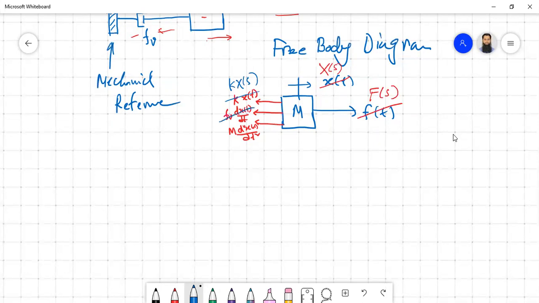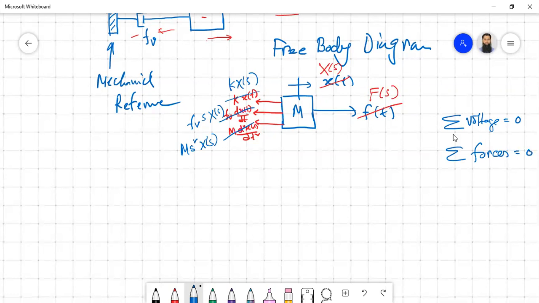This one will be replaced by fv s, first derivative, so s into X(s). This is the second derivative, so m s square X(s). Now, what is the electrical formula in the loop, or the energy balance formula in the electrical domain? The summation of the voltage should be equal to 0, isn't it? Voltage in a loop equals 0. Similarly, the summation of the forces in mechanical is also 0. So basically, the supplying force should be equal to the absorbing force.